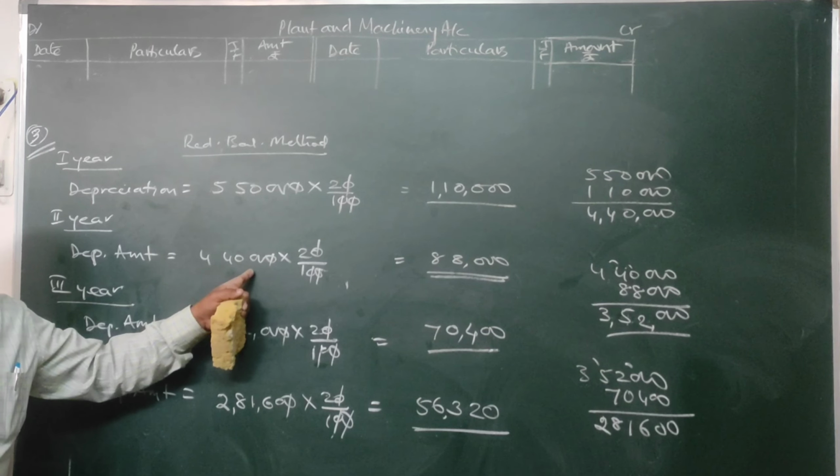That WDV we will get by subtracting the depreciation of that year from the balance of the asset in the beginning of the year. See, first it was 5,50,000, depreciation 1,10,000 we have subtracted. We got 4,40,000. On that we will provide for the second year. Then again for the third year, you see, 4,40,000 minus 88,000, we got 3,52,000. On that we are going to provide. So in this particular manner we are going to provide depreciation under the reducing balance method.